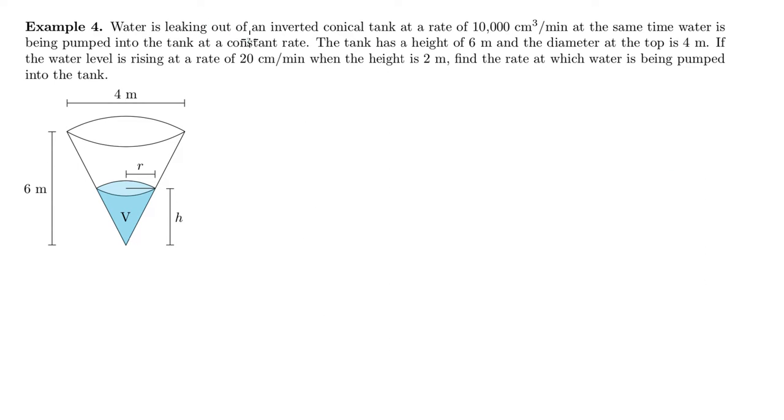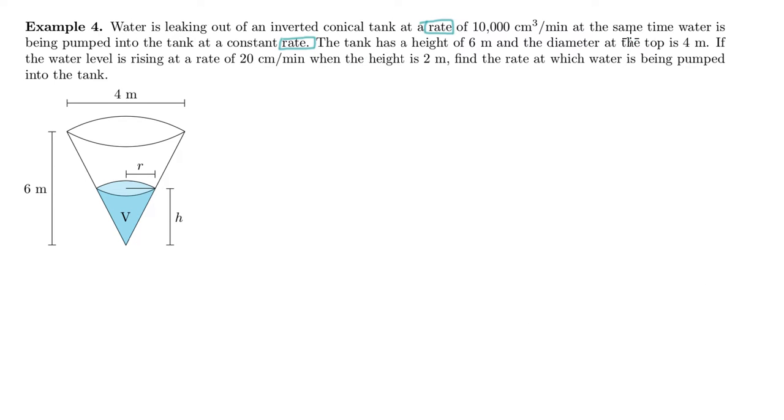So water is leaking out of a conical tank at a rate, so here's our keyword, of 10,000 centimeters cubed. So you might be tempted to say, okay, well that's dV/dt. But wait, there's a little bit more. At the same time, water is being pumped into the tank at a constant rate. Okay, so this is a little bit confusing. The tank has a height of 6 meters, and okay.